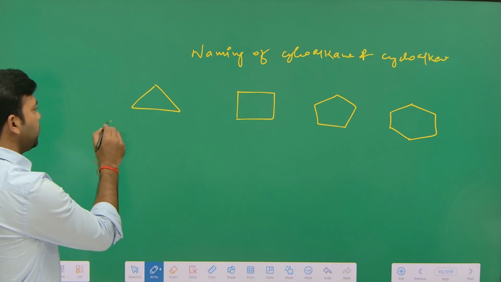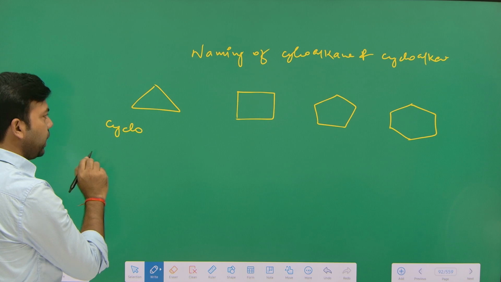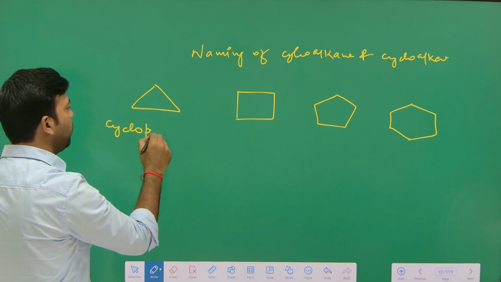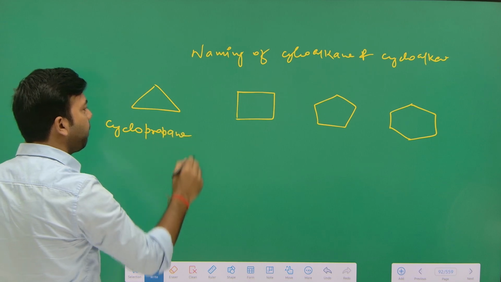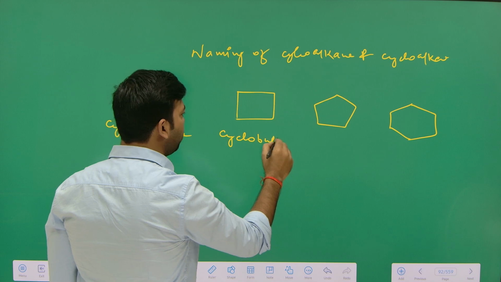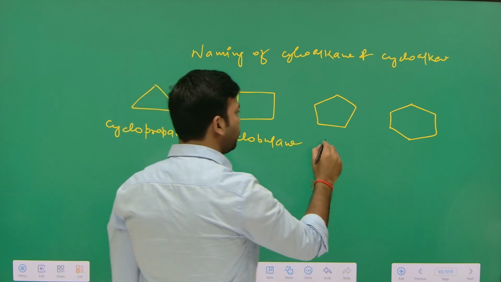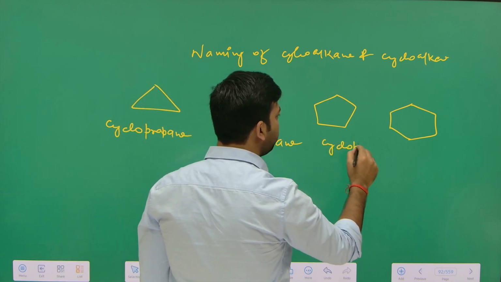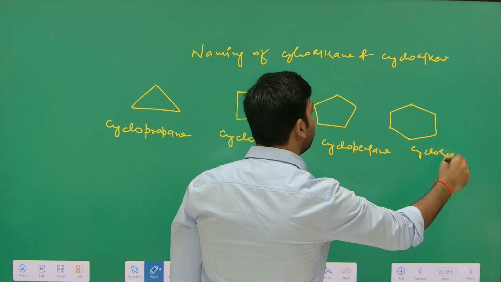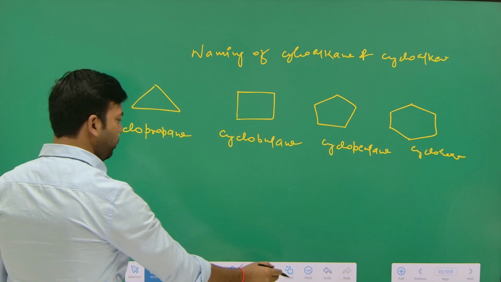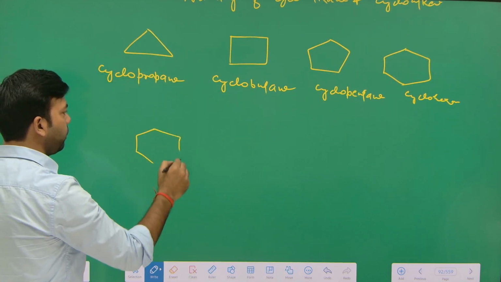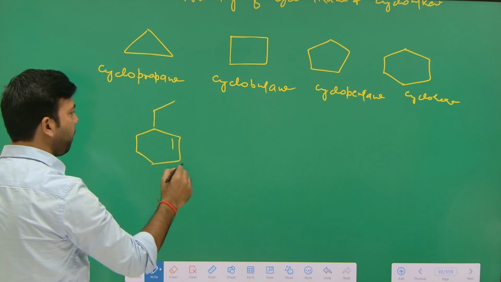Because 6 is hex. This is cyclic, so cyclohexane, because everyone is a single bond. Look, this is called cyclo, so we have to use the prefix cyclo. 3 carbon, prop, everyone is ane, so propane, cyclopropane. This is cyclo, 4 carbon, so butane. 5, so cyclopentane. And this is cyclohexane. Look at the naming like this, in this way.